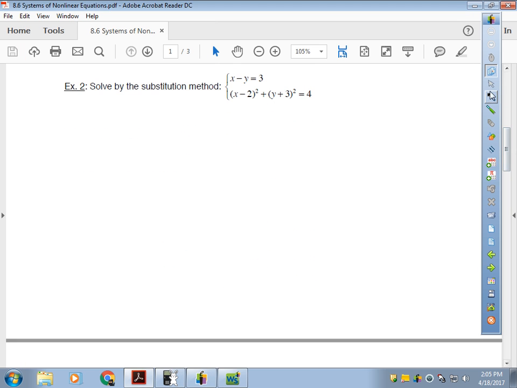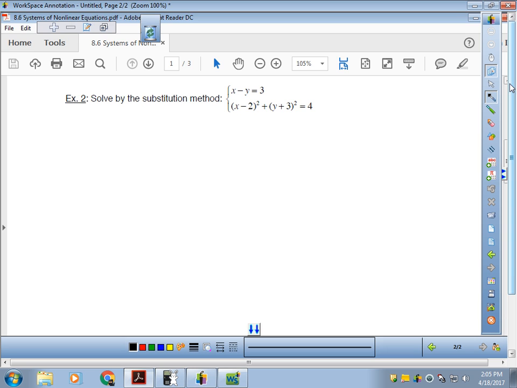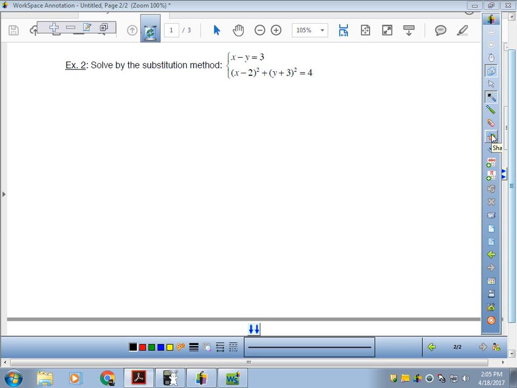Let's look at example 2. Example 2 asks us to solve by the substitution method. We have x minus y equals 3, and (x minus 2) squared plus (y plus 3) squared equals 4. So I'm going to take this top equation and solve it for x. I'll add the y across and say x equals y plus 3.